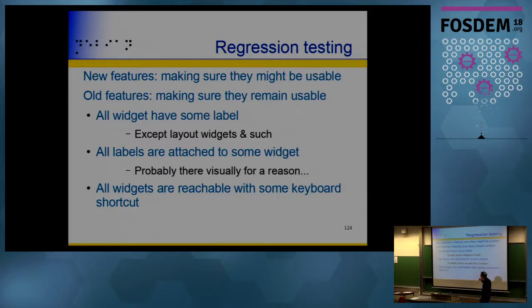So there are three things we are thinking about right now, which are relatively simple. Labels with widgets: all widgets should have some label which says what it is about, except maybe some special cases. Labels, conversely, if they are there for the visual rendering, that's probably for a reason. And so if there's a label without a widget attached to it, probably there's some problem somewhere. And also shortcuts: all the widgets should be reachable through shortcuts. So maybe pressing tab, or maybe it's in the toolbar, and so you have an F-something shortcut to be able to access it quickly.